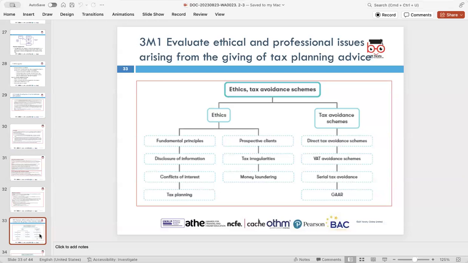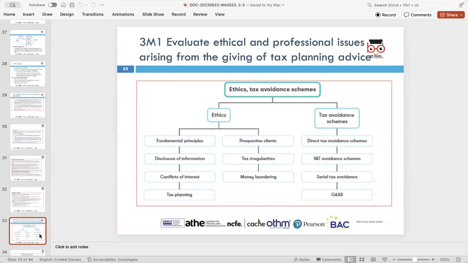One key principle is the disclosure of information. As tax advisors, we have a duty to ensure that our clients provide accurate and complete information to tax authorities. This helps maintain transparency and integrity in the tax system. When we talk about tax avoidance schemes, there are different types, including direct tax avoidance schemes and VAT avoidance schemes. These schemes may involve exploiting loopholes or legal gray areas in tax laws to minimize tax liabilities. While tax avoidance is legal, it raises ethical questions about fairness and compliance with the spirit of tax laws.